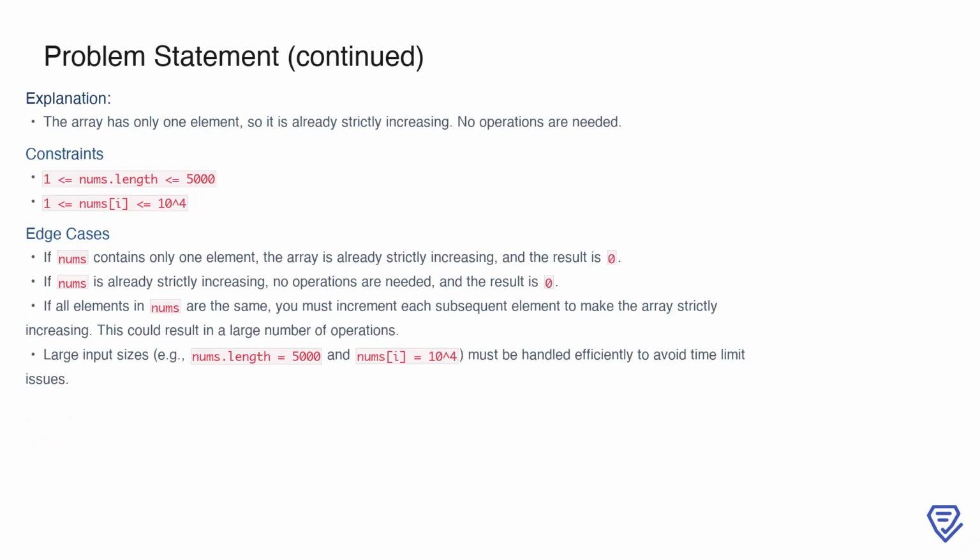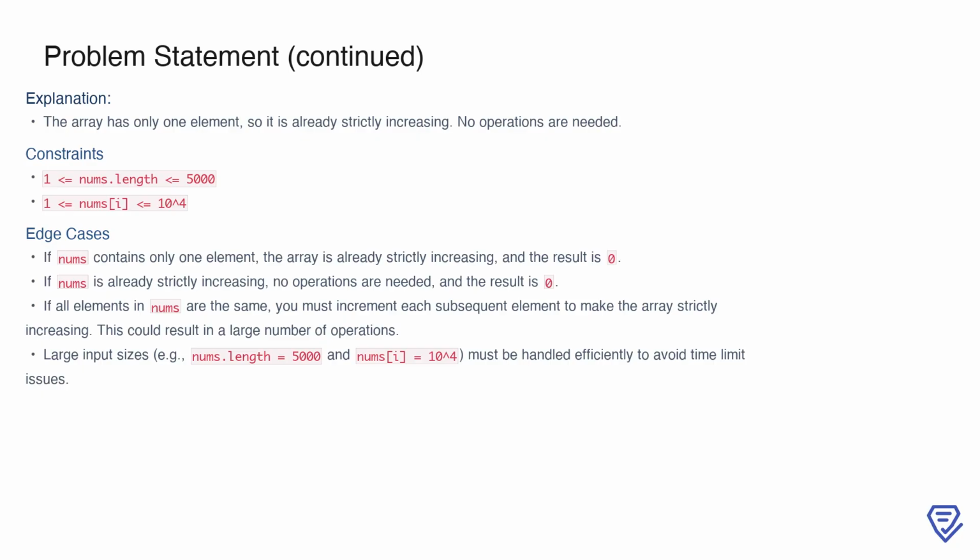In contrast, consider the input nums equals 8. Here, the array has only one element, so it's already strictly increasing by definition. No operations are needed, and the output is 0. This demonstrates that arrays of length 1 are always valid.